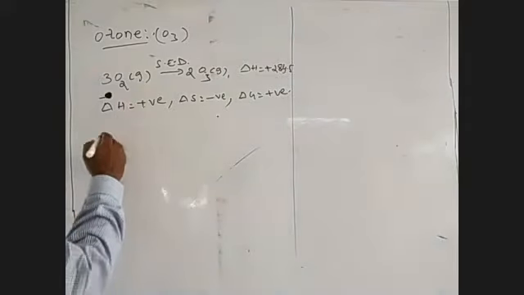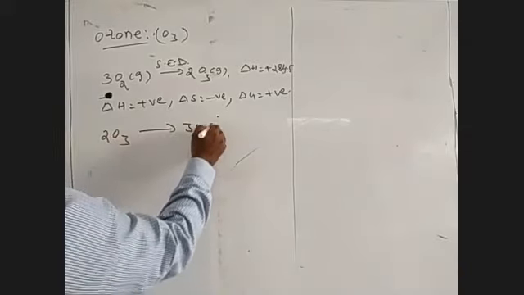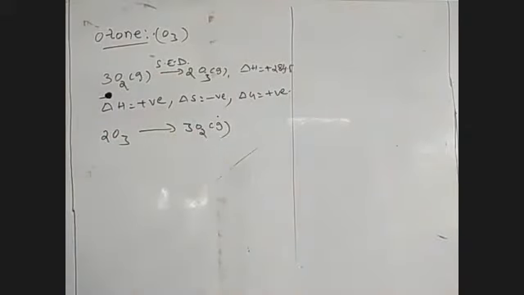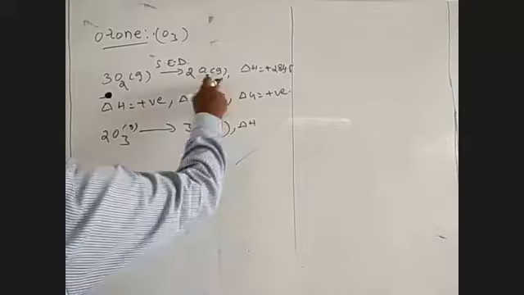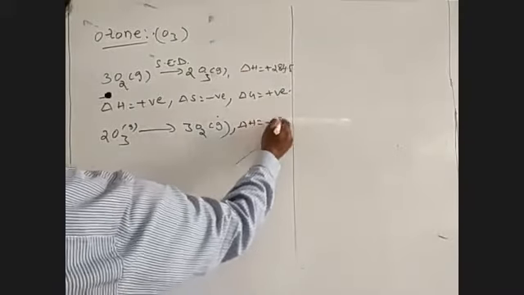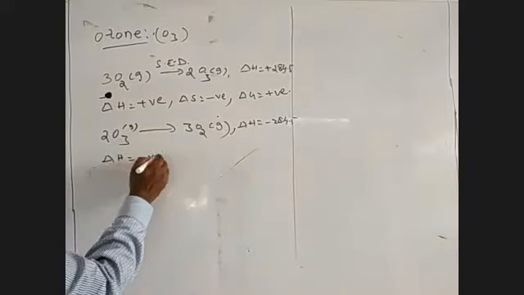For the reverse reaction, the decomposition of O3 into O2 at room temperature, O3 is unstable and decomposes into O2. So the delta H value for the forward reaction is endothermic and for the backward reaction is exothermic. So delta H is taken as negative.